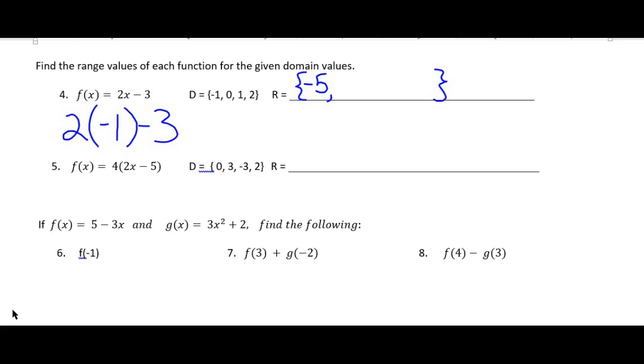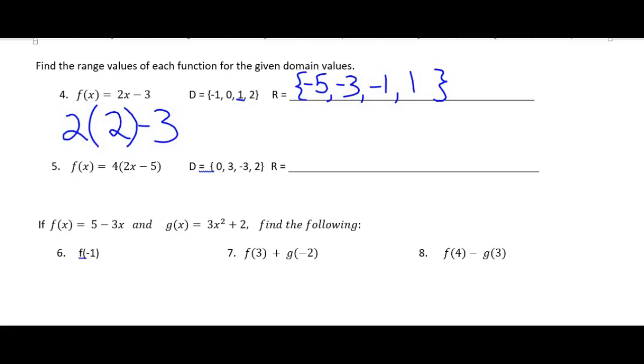So plug in -1 and we got -5. Plug in 0. 2 times 0 is 0, minus 3 is -3. Plug in our 1. 2 times 1 is 2, minus 3 is -1. Plug in a 2. 2 times 2 is 4, minus 3, we get 1. So our range is -5, -3, -1, and 1.